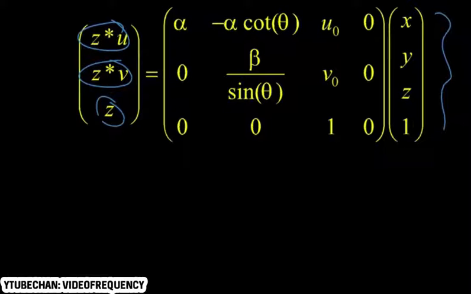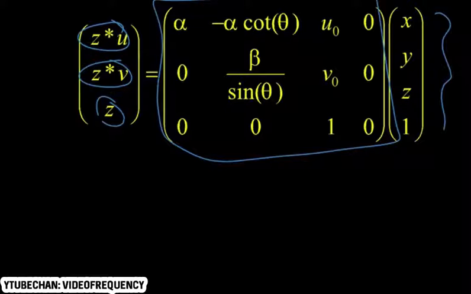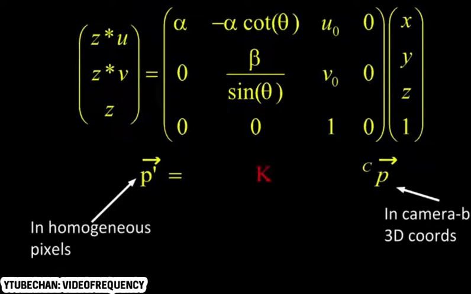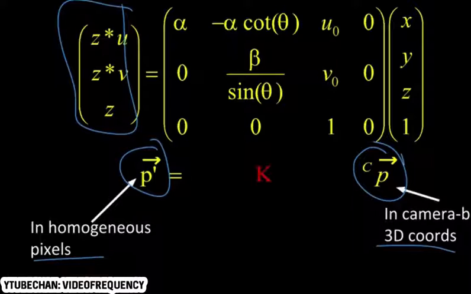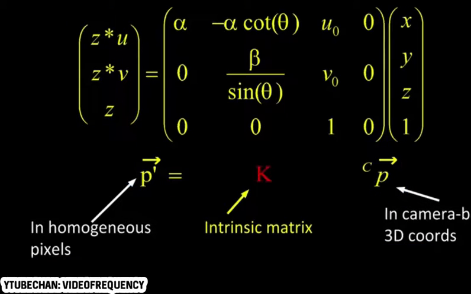We have the x, y, z, 1 over here, and we have this matrix in the middle. So we can rewrite this as a very simple equation where we have a three-dimensional point in the camera frame. So remember, we've gone from some arbitrary world frame to the three-dimensional frame of the camera, and we go from that to the homogeneous pixel representation in the image, and the matrix that takes them from the camera to the image, that's the intrinsic matrix. Okay, so that matrix represents the intrinsic parameters.